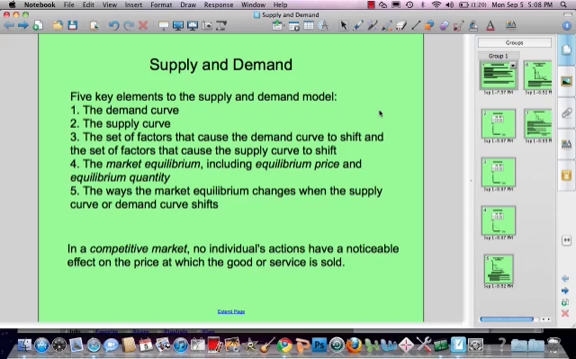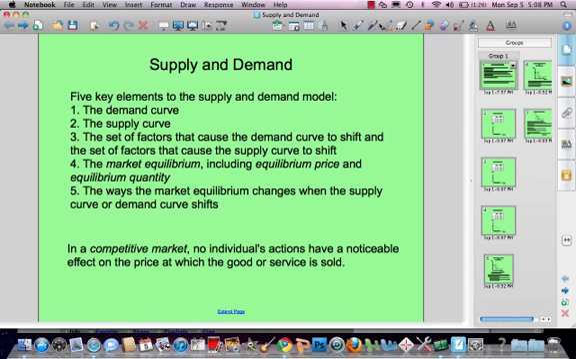First of all, in the supply and demand model, there are really five key elements that we need to understand. The first is a demand curve, which we will go over tonight. The second is a supply curve, which we'll go over tomorrow night. The third is the set of factors that cause the demand curve to shift and the set of factors that cause the supply curve to shift. The fourth is the market equilibrium, including equilibrium price and equilibrium quantity, basically where the supply and demand curves meet. The fifth is the ways the market equilibrium changes when the supply curve or the demand curve shifts, and we'll get into that in a few days.